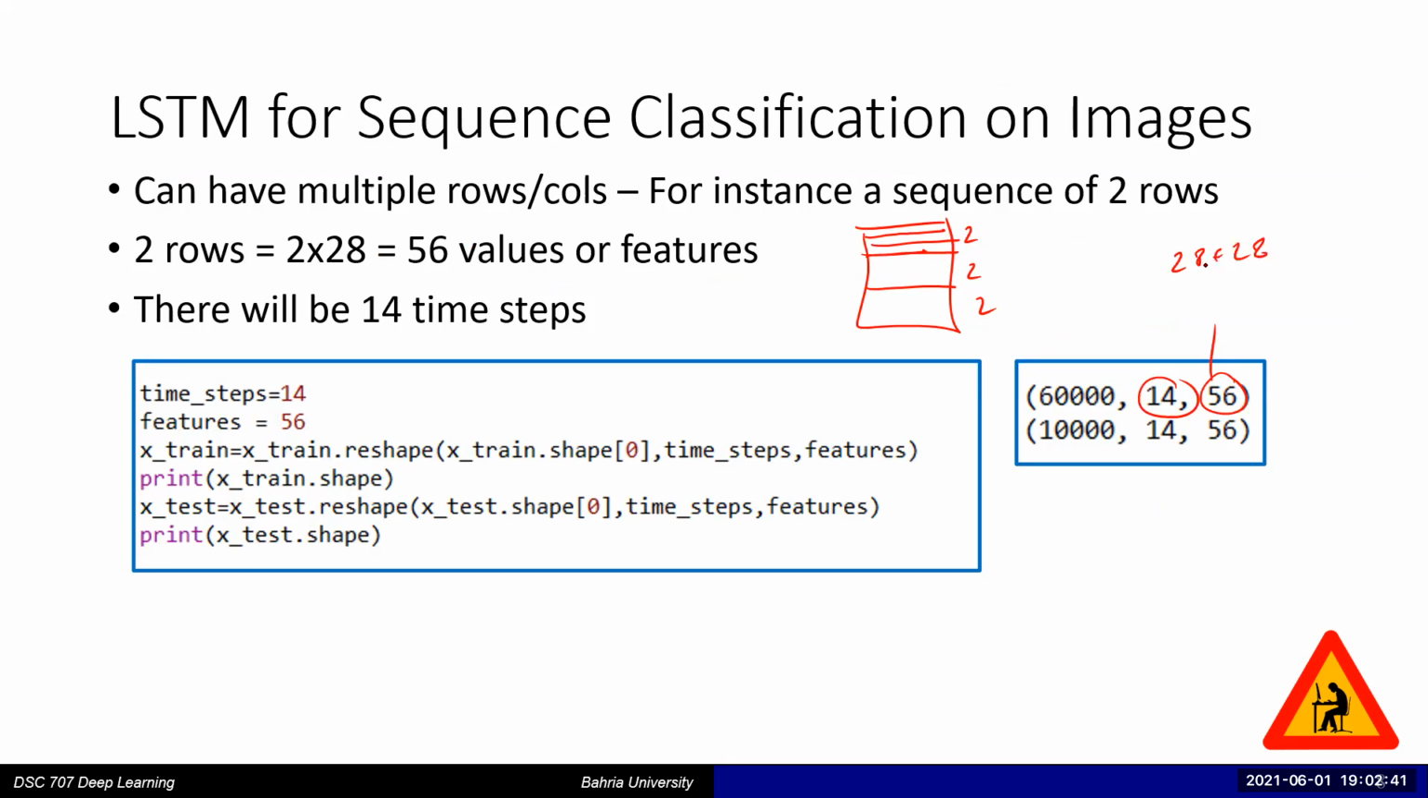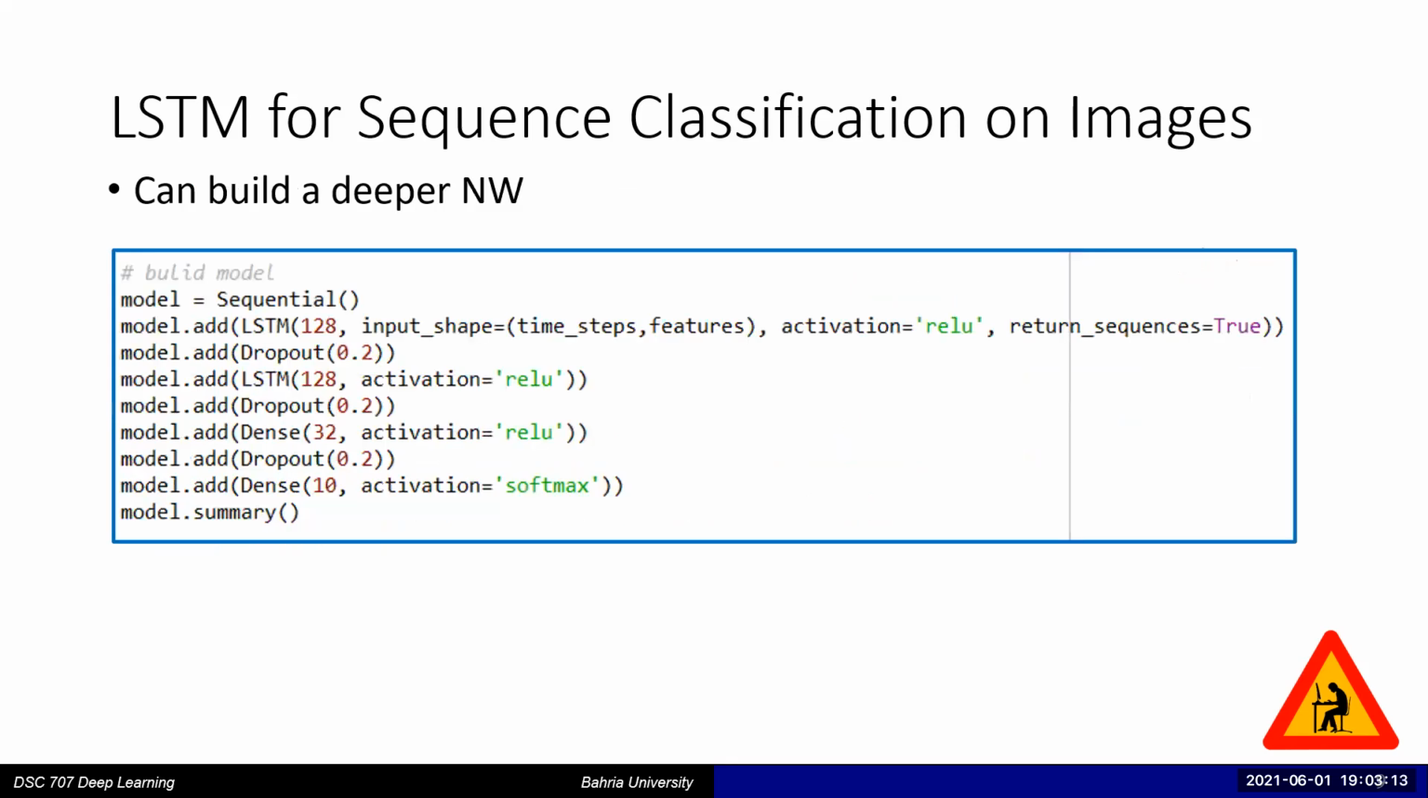So you see, you can reshape your data in such a way: 60,000 images, how many timestamps? 14. And how many values in one timestamp? 56 values, because when you take two rows, the total number of values is 28 plus 28, which is 56. Or you can also go for columns or anything, right? This is just to tell you that not necessarily do you always pick one row. You can pick two rows or three rows or four rows or maybe columns. It depends on what you are trying to implement, right?